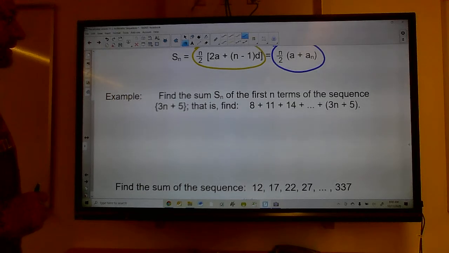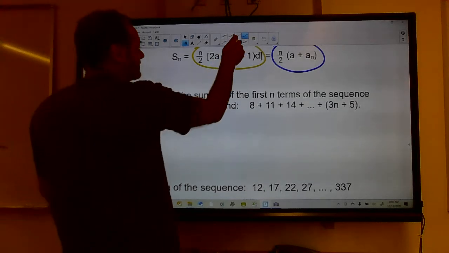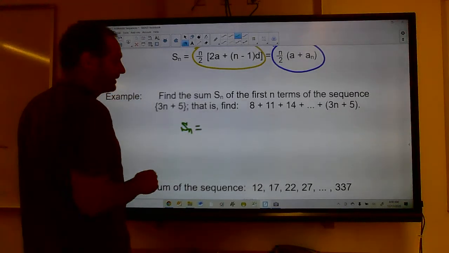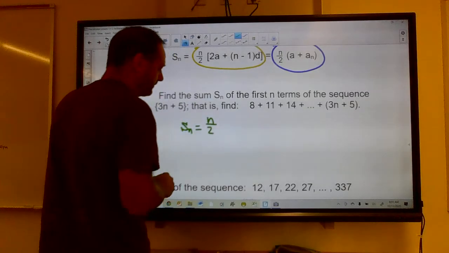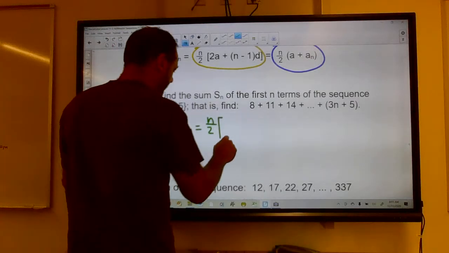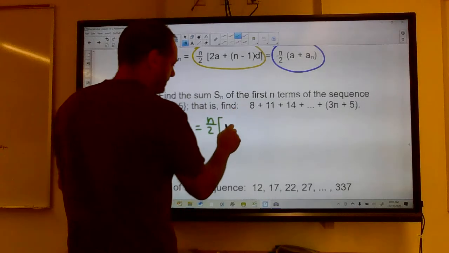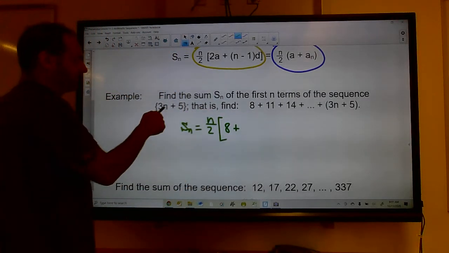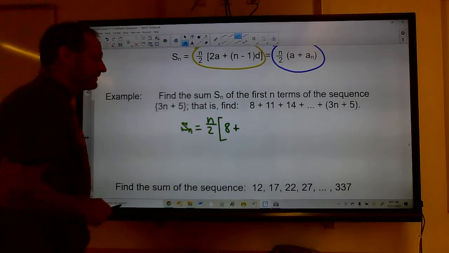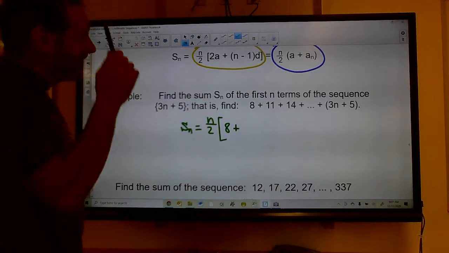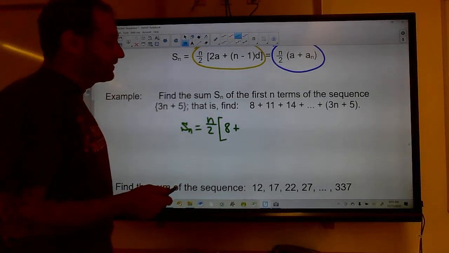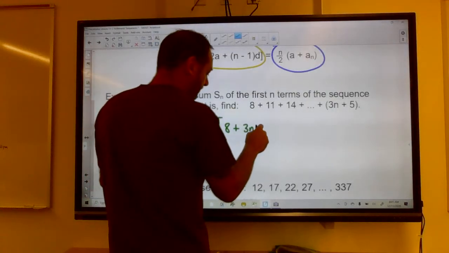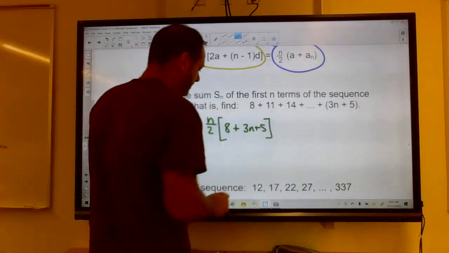Okay. So the sum of the first n terms is going to be n over 2 times the first term, which is 8. I get that by plugging 1 in here, right? 3 times 1 is 3, plus 5 is 8. Plus the last term. Well, I don't really know the last term on this one because it's an infinite sequence. So I'm going to put 3n plus 5 in here.